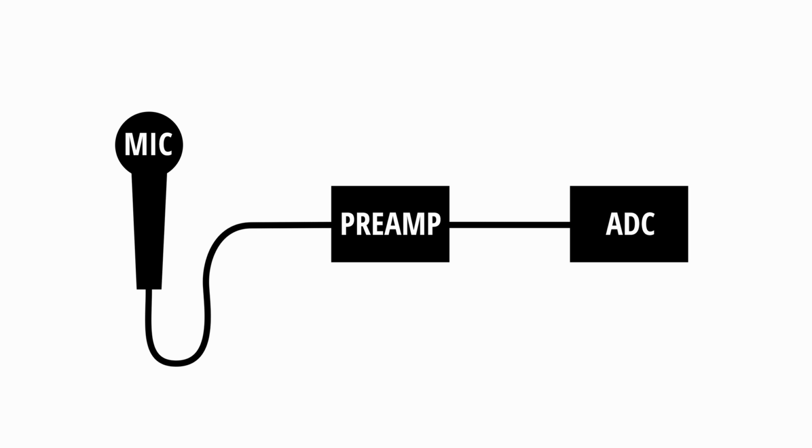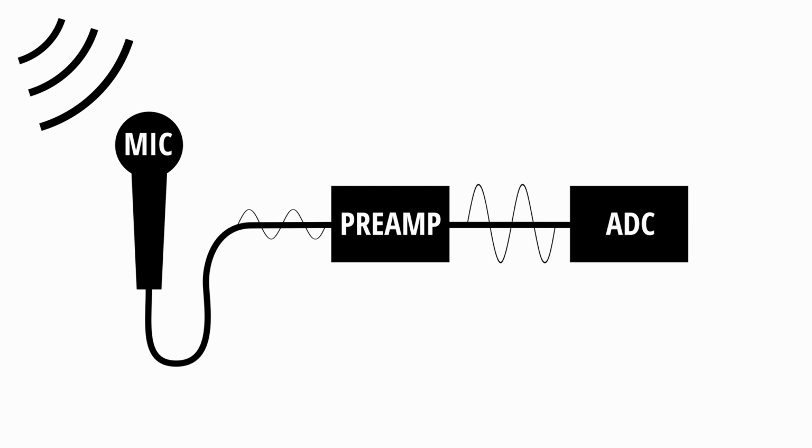Here you can see the components of a sound recording setup. Starting on the left, you can see a microphone, which is used to convert sound waves into an electrical signal. The signal then goes into the preamplifier, where it gets a boost and then is sent to the A to D converter. There, the analog signal is converted into digital values which will be recorded.